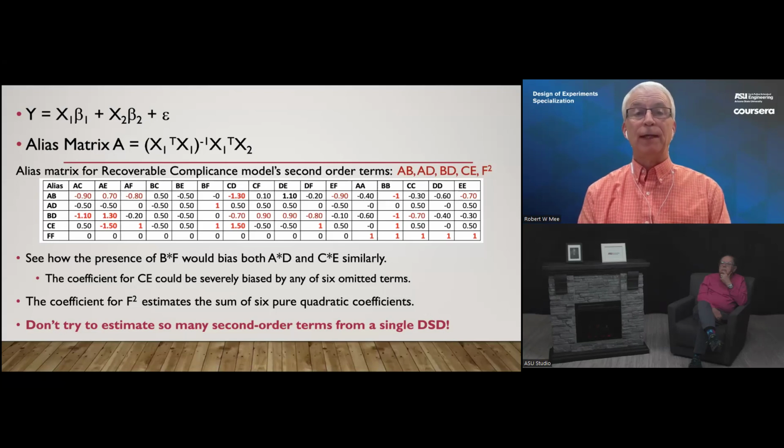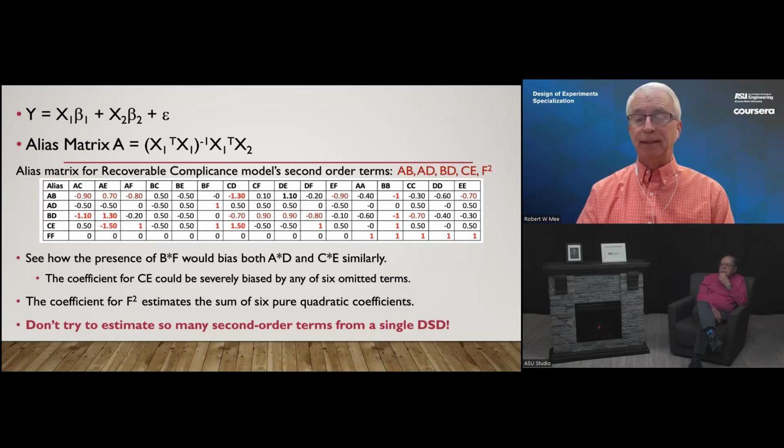So if there was a BF interaction, then no wonder AD and CE accounted for much the same variation in this model. You can see also that the F squared term in the model is essentially estimating the sum of all the pure quadratics, as if we only had a center point in a 2-level design. So my first main message here: don't try to estimate so many second order terms from a single DSD.